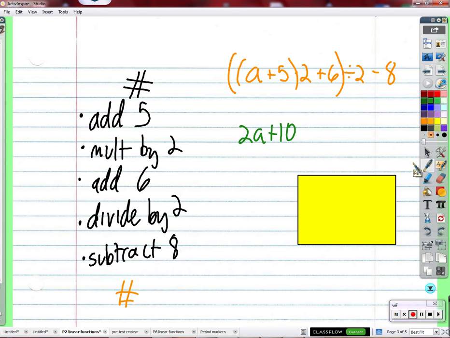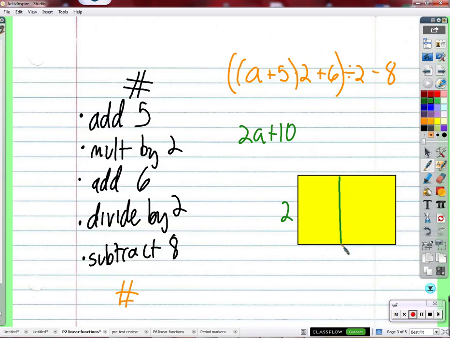First thing I'm gonna do, I'm gonna make this side 2. So if I put 2 here and I put A plus 5 here, then the area will be 2 times A plus 5, right? The way I'm gonna show A plus 5 is, I don't know what A is, so we're gonna have to use our imaginations a little bit. We're gonna say that from here to there is A.